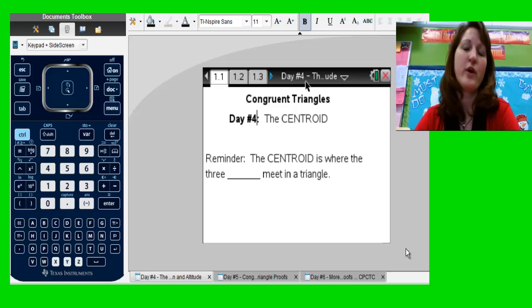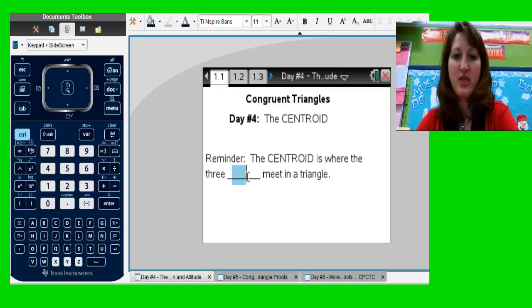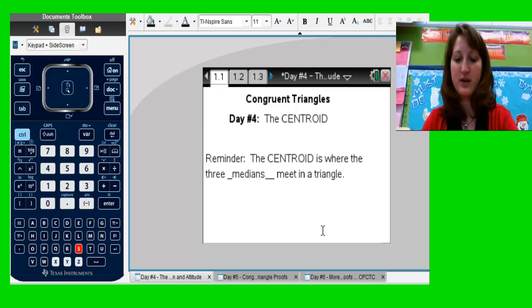So we've done this before, but back then it was in the should do section, and so some of you didn't attempt it at that point. So now it's in the must do, because at this point we absolutely have to be able to do these problems. So just a quick reminder, the centroid is where the three medians meet inside of a triangle.